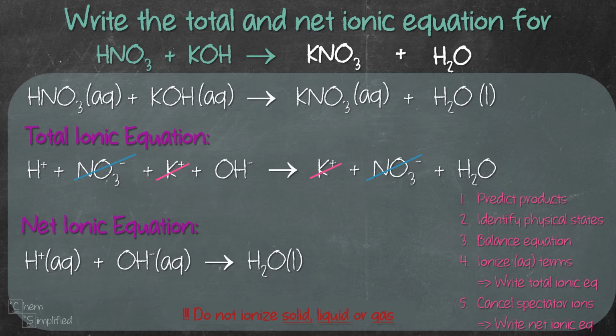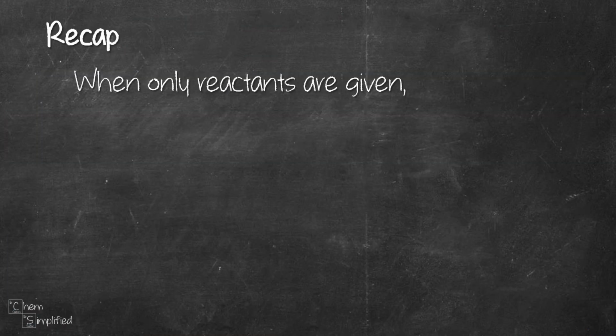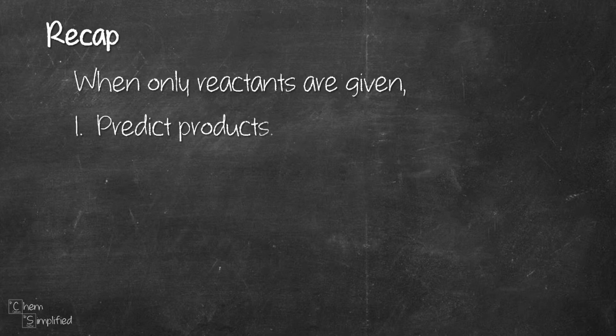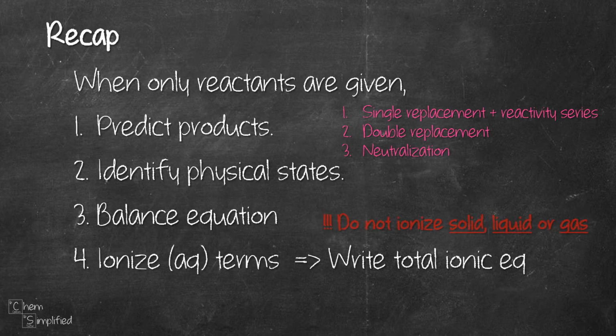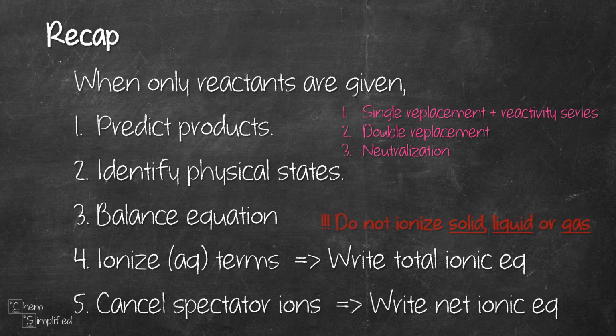So there we have it. We've managed to write the total and net ionic equations in 5 simple steps. When the question only gives us the reactants, we need to predict the products after figuring out what type of reaction is involved. After that, we need to figure out the physical states using solubility rules. Then we balance the entire equation. After that, we look for the aq terms and we split them up, and that will give us the total ionic equation. Make sure you don't touch the solid, liquid, or gas terms. Once you have written out your total ionic equation, you cancel out the ions that appear on both sides of the equation and then rewrite it, and that will give us the net ionic equation.